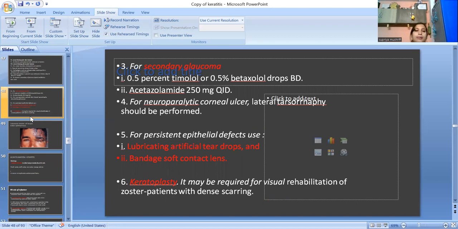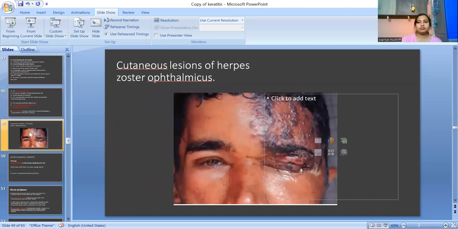For neuroparalytic corneal ulcer, lateral tarsorrhaphy should be performed. For persistent epithelial defect, use lubricating artificial tears and a bandage soft contact lens. Keratoplasty may be required for visual rehabilitation of a zoster patient with corneal scarring. Cutaneous lesions of herpes zoster ophthalmicus can be seen in this picture. This is how the cutaneous vesicles can be seen in herpes zoster ophthalmicus patients.